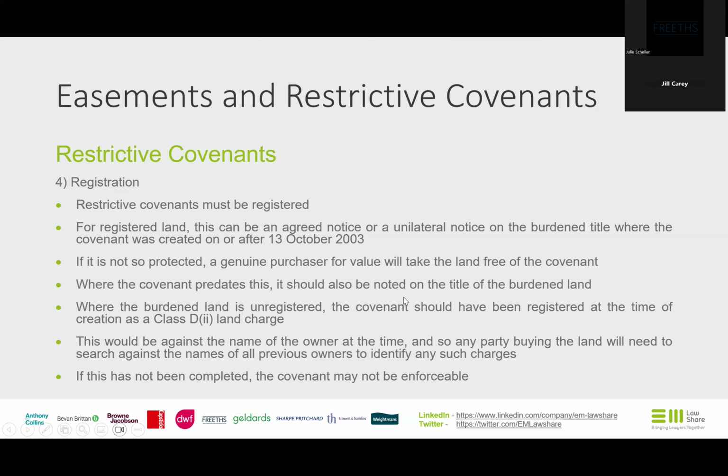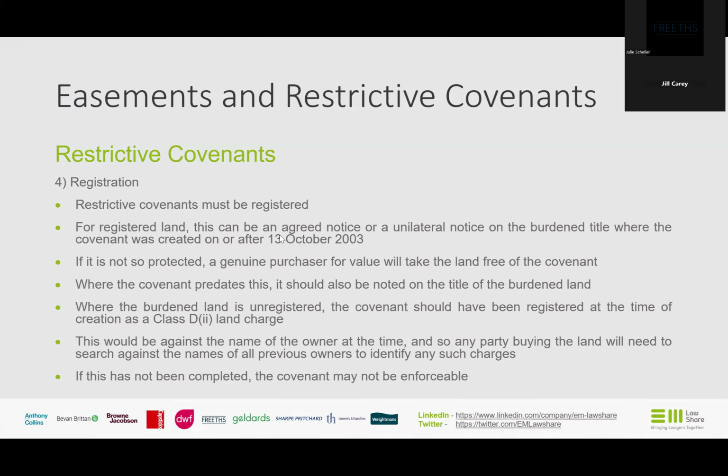Slightly more complex where the land is unregistered, because then obviously you can't put it on the title because the title is simply a bunch of paper in somebody's bank or safe. So in those cases, when a restrictive covenant is entered into, the covenant is registered as what we call a land charge. It's a Class D2 land charge, but those types of entries are made against the name of the owner rather than the address. And so if you're buying the land, you need to make sure that proper searches are done against the names of all previous owners. If these steps haven't been completed, as with easements, the covenant may not be enforceable in law.